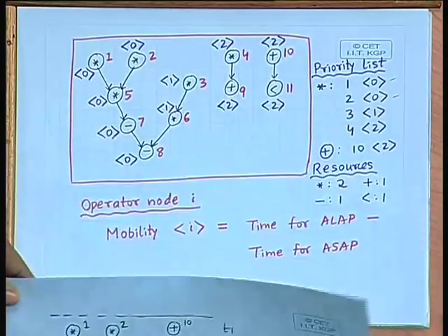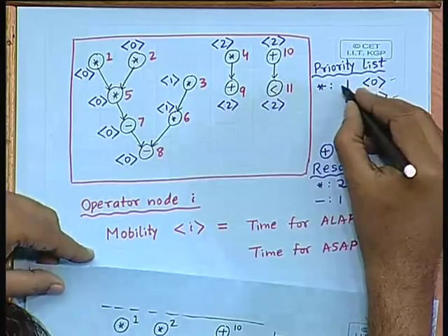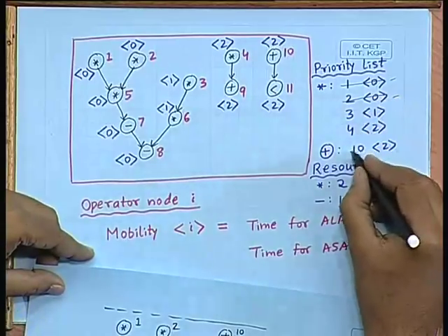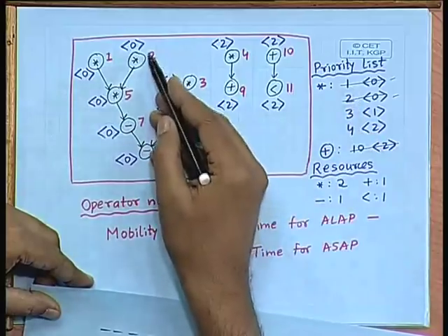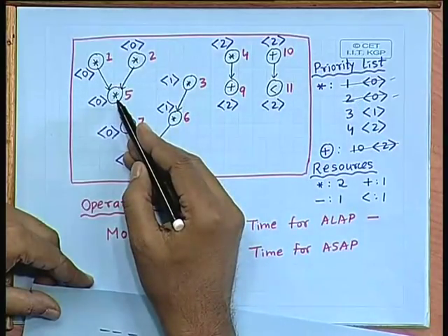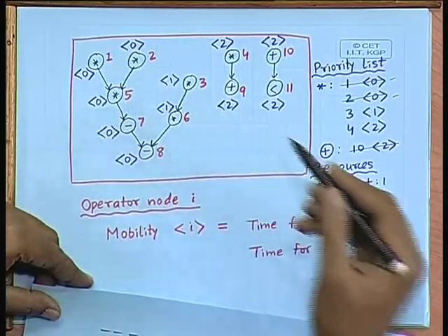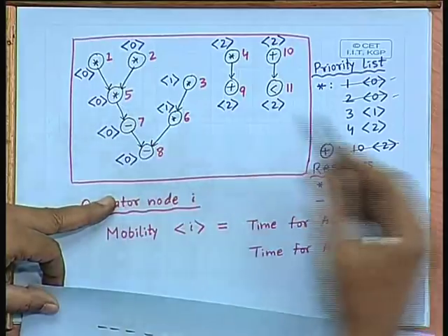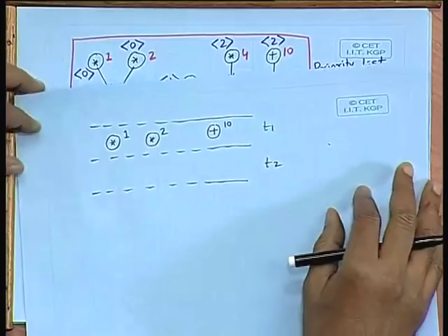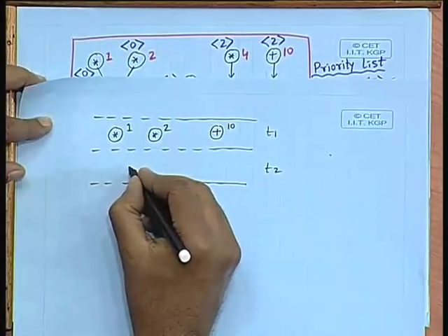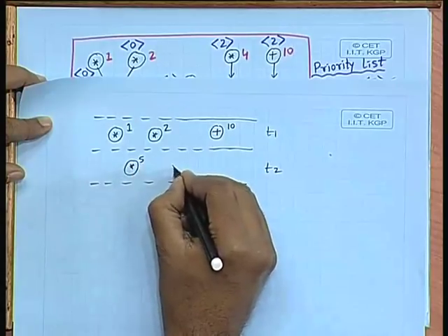So, in this way, after you allocate 1, 2 and 10, what will happen? These entries will get removed from this table, and some new entries will come in. For example, 1 and 2 have been removed, and the new entry that will come in is 5. 6 will not come in yet because 3 has not yet been completed. So, now this 5 will have a higher priority with respect to 3. But since you have two multipliers, you can assign both 5 and 3. These are the next two with high priority.